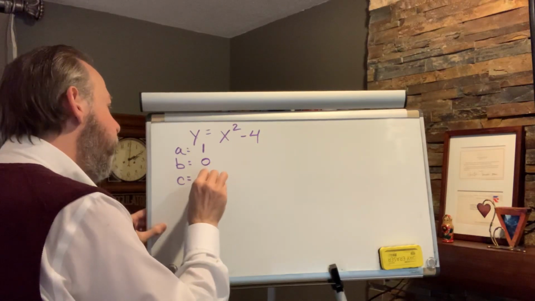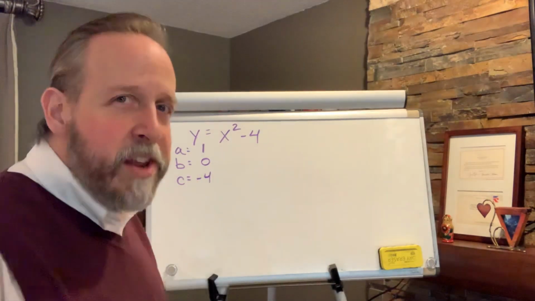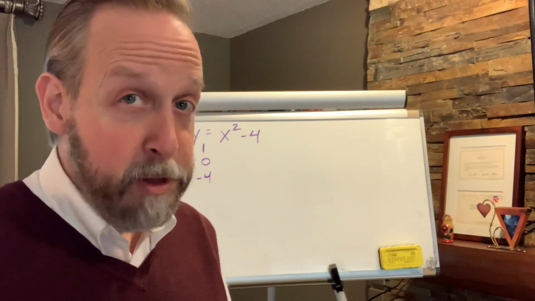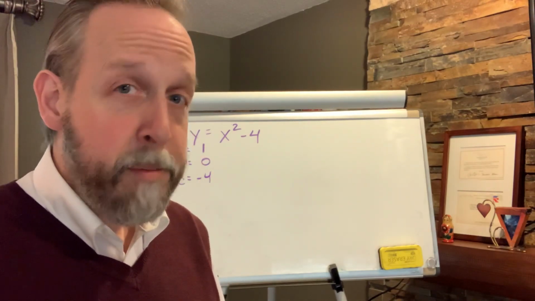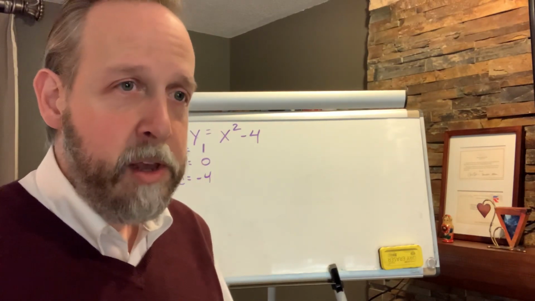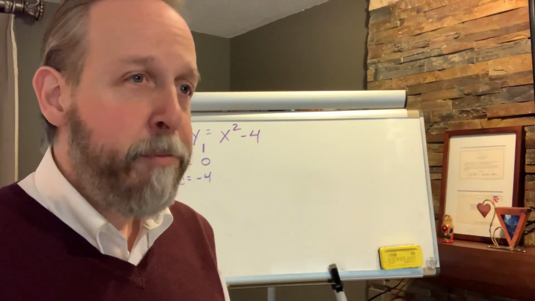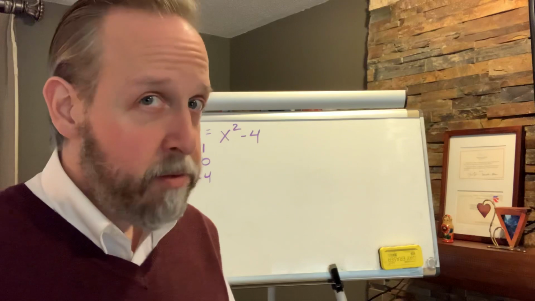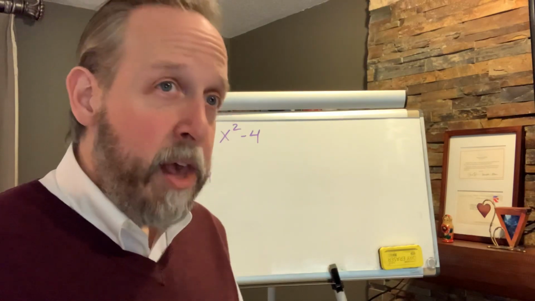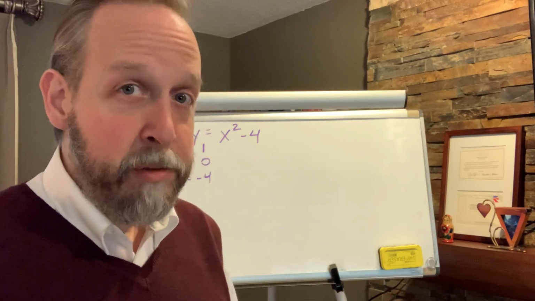C is negative 4. A missing term isn't really missing, it's just been multiplied by 0. So that number, whether it was B or C, is a 0. Remember, A can never be 0. A could be anything in the world except 0, because if it were 0, it's no longer a parabola. There's no curve to it.